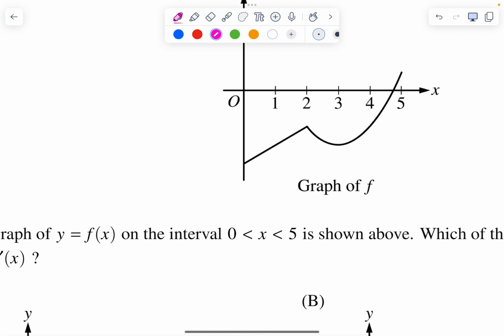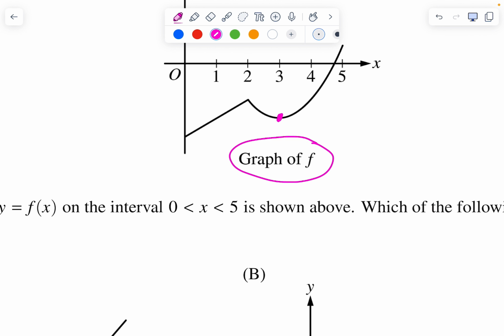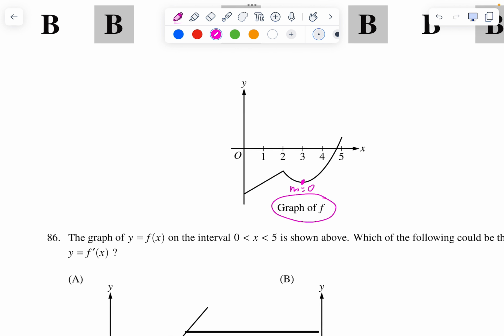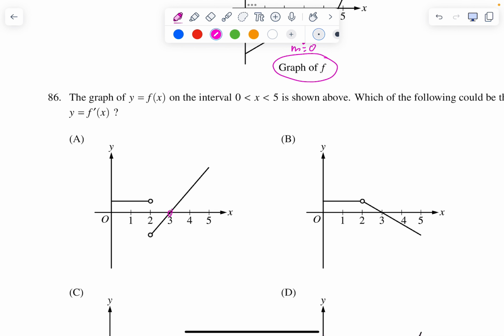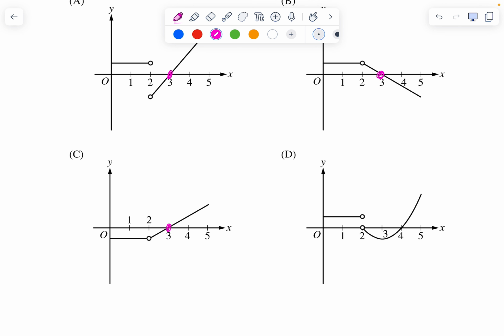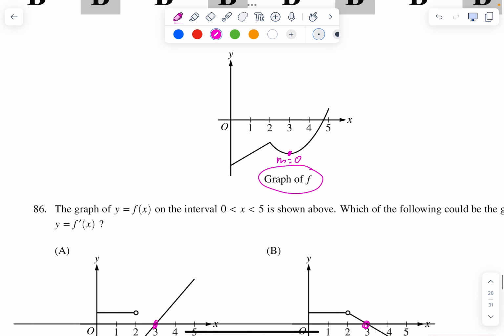Very good. So we're looking at the original graph and we're comparing that with the slope graph. So at this point, isn't that a horizontal tangent? Horizontal tangent means my slope is at where? 0. So now let's go to my slope graph. Is A at 0? Yes. Is B at 0? Yep. Is C at 0? But then is D at 0? Cross it off.